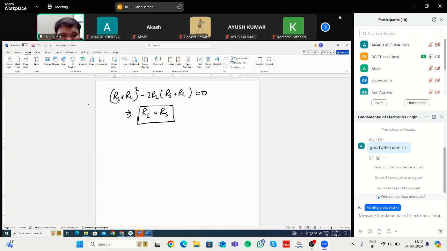Now, how much power will be delivered? The power that you calculate was I square R, or V square RL divided by RS plus RL whole square. Now RS has become equal to RL. So this will be your maximum power that will be delivered. This will be the maximum power that is delivered.